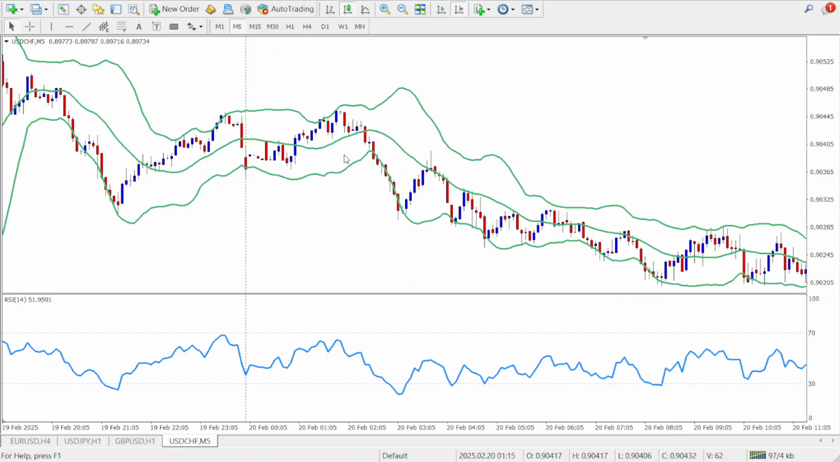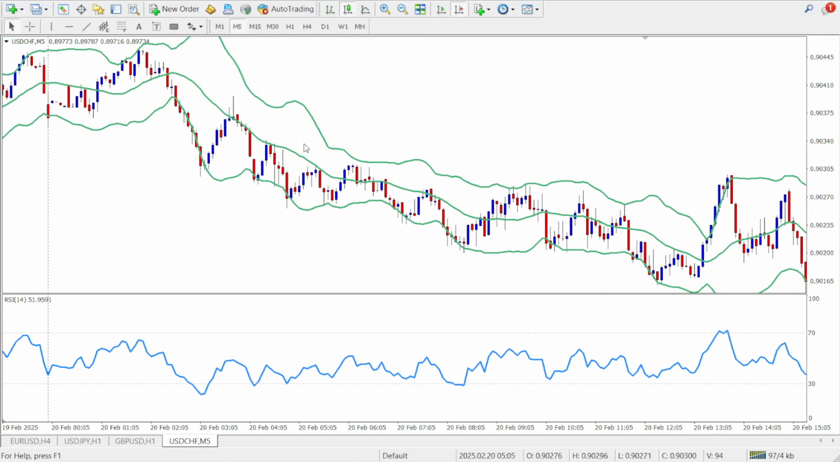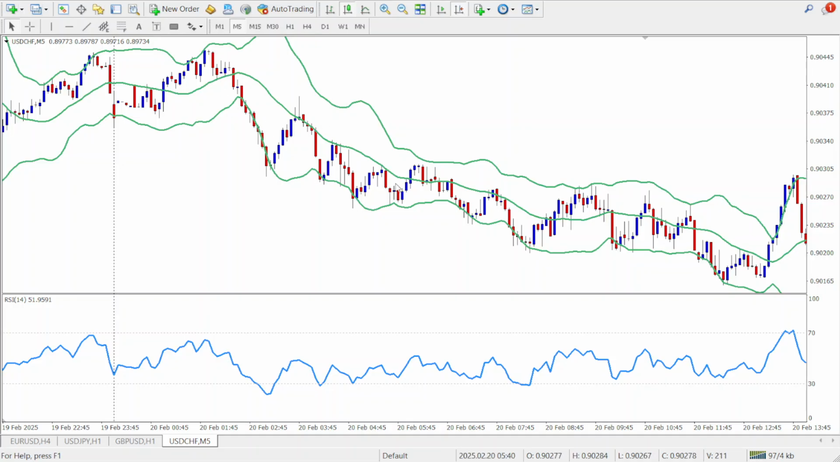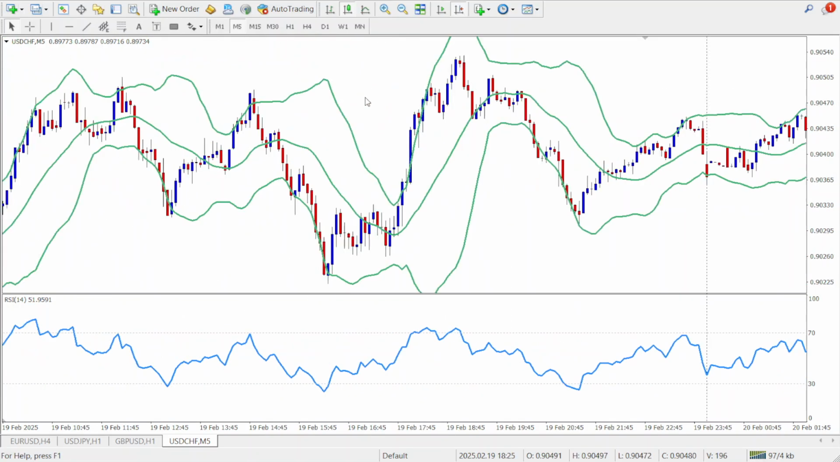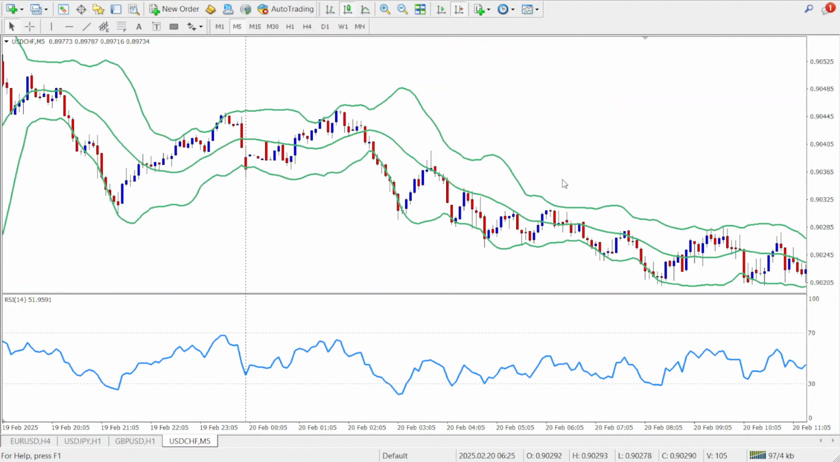So when the market is trending, for example, we can see what's happening here. When the market is trending, you can use Bollinger Bands to stay in the trend until it shows signs of reversal. So here's how to use Bollinger Bands for trend following. First of all, you have to identify the trend. So you start by determining whether the market is in an uptrend or a downtrend.